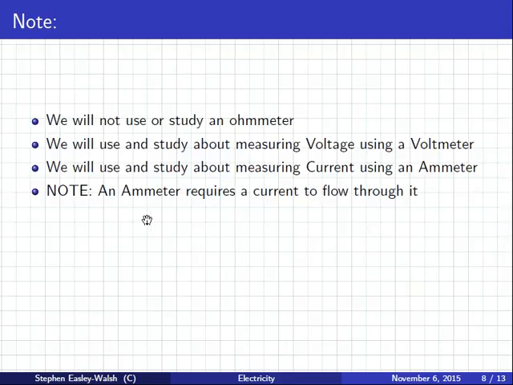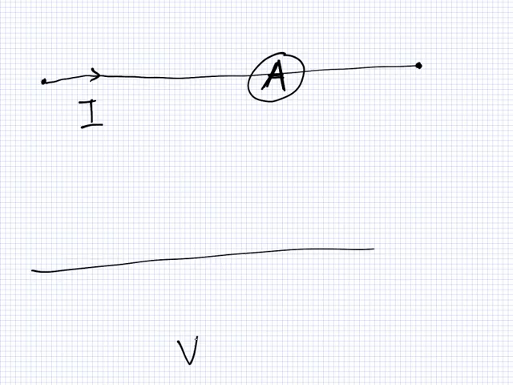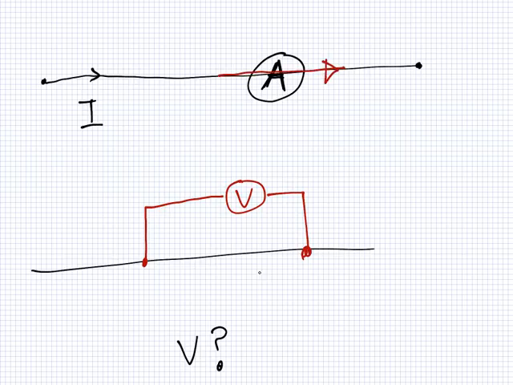Now note, an ammeter requires a current to flow through it. A voltmeter measures voltage between 2 points. Let me explain the difference. If you want to measure a current, you must put the ammeter in the path of the current. But if you want to measure the voltage, you connect the voltmeter between 2 points, like this. So the ammeter can give you the current that goes through it, and the voltmeter tells you the difference between here and here.